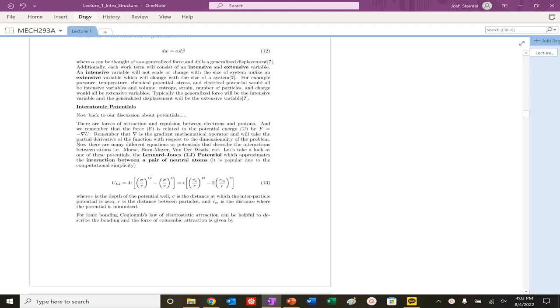And we are back, and let's get into interatomic potentials. Very, very important. So, why do materials bond? Well, we just talked about it: we want to lower our free energy. So forget about entropy for a second, enthalpy.